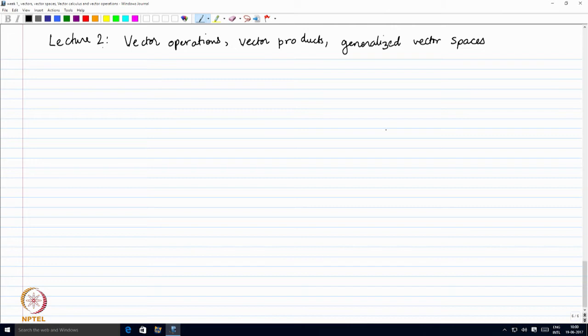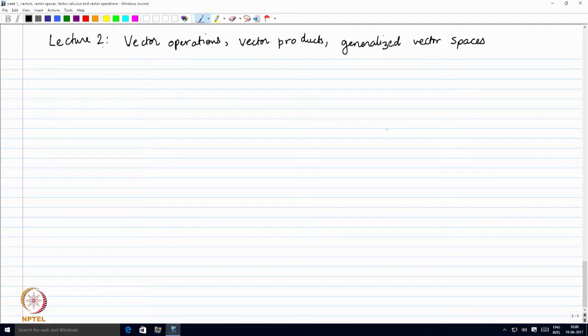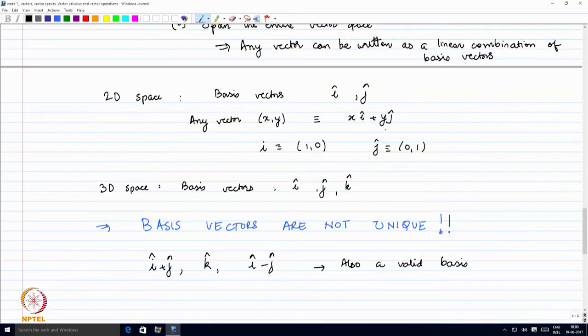In the second lecture of this first week, we will talk more about vectors. We will talk about vector operations, we will talk about vector products, and then we will also talk about generalized vector spaces.